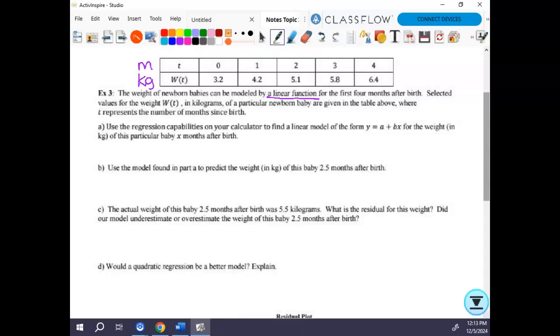For the 4 months after birth, selected values of the weight, W of T, in kilograms of a particular newborn baby are given in the table above, where the T represents the number of months. Okay, so we got the weight in kilograms, T is the number of months. Use the regression capabilities on your calculator to find a linear model in this form right here for the weight of the particular baby X months after birth.